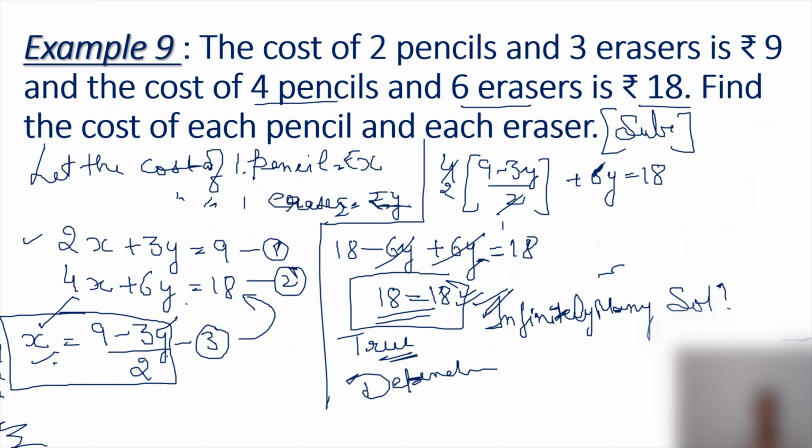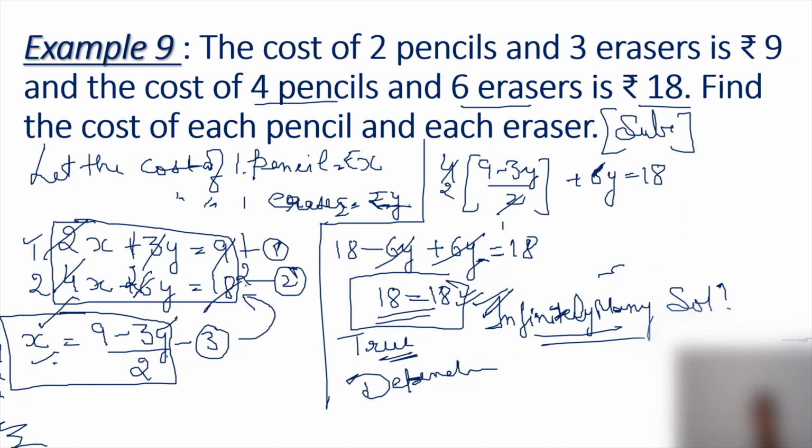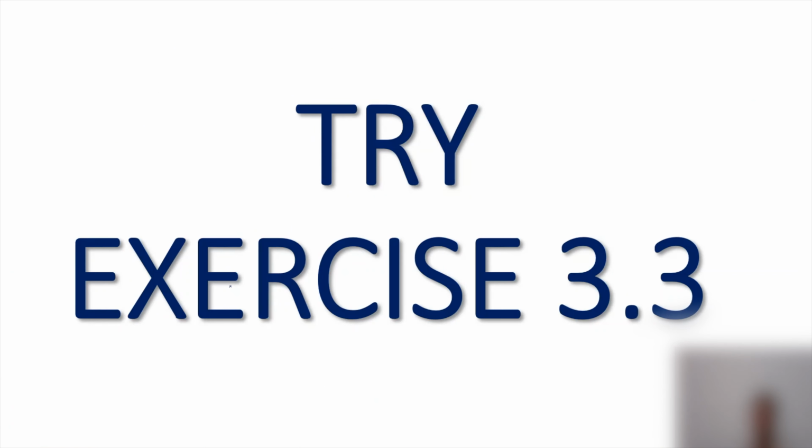And next is example number 9. Let us recall the situation: we had these two equations and it was showing infinitely many solutions. Let's compare the coefficients of x, y and z. This gives us 1 by 2, this also gives us 1 by 2, and this also gives us 1 by 2. This is the same situation that was given in the previous exercise by the name of Ruhani and Sonali. I hope it's clear. Thank you. Now you may try exercise 3.3 of NCERT.